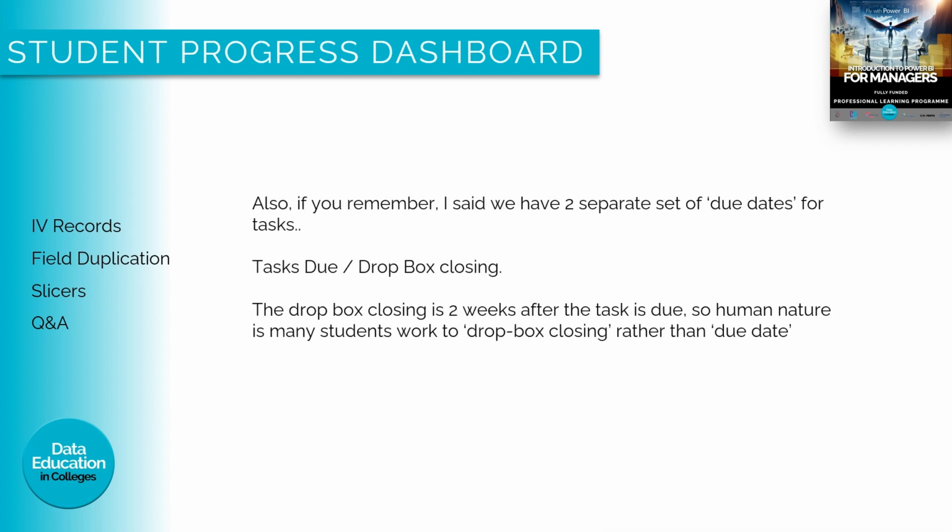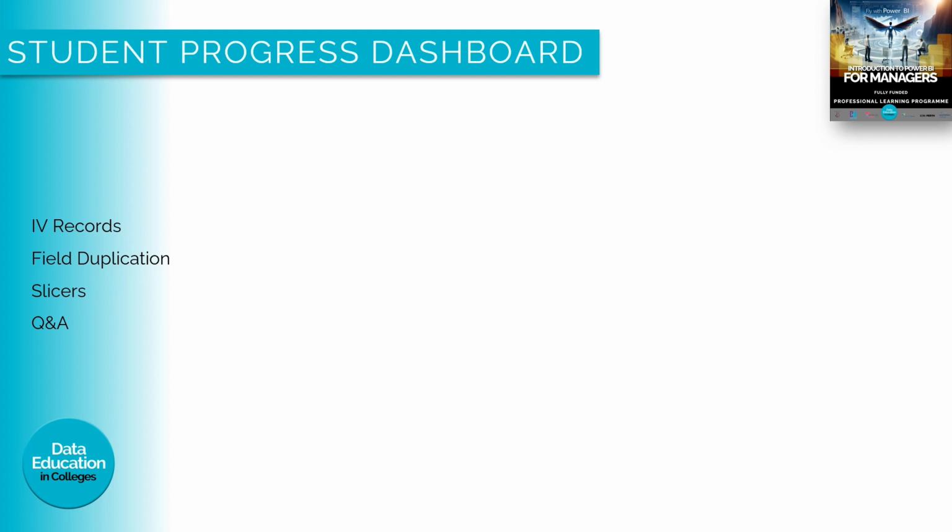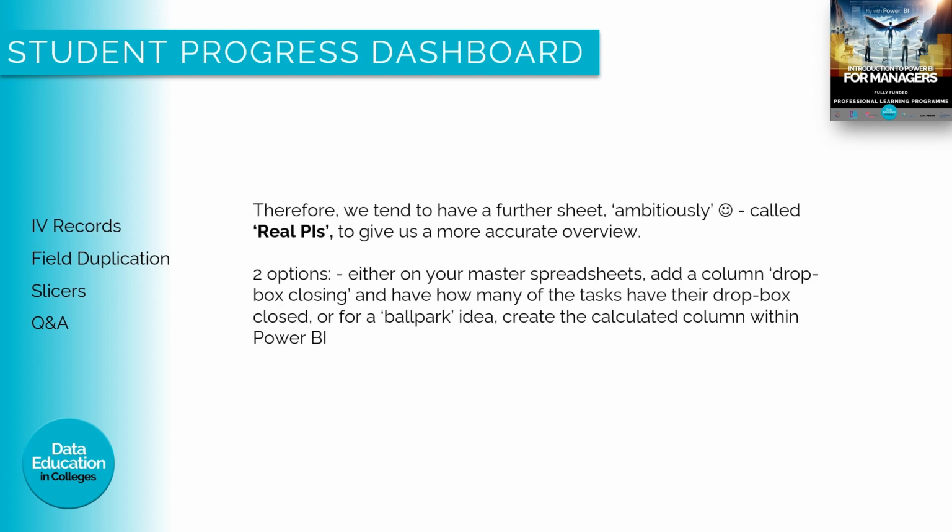Also, as I said, we've got two separate sets of due dates, task due and Dropbox closing. But human nature, many people work to Dropbox closing rather than due dates. So we've actually got a sheet called real PIs as well. So you could either on your master spreadsheet add a column saying Dropbox closing, how many tasks are actually due there, or you can actually create a calculated column within Power BI. I'll show you how to do that one.